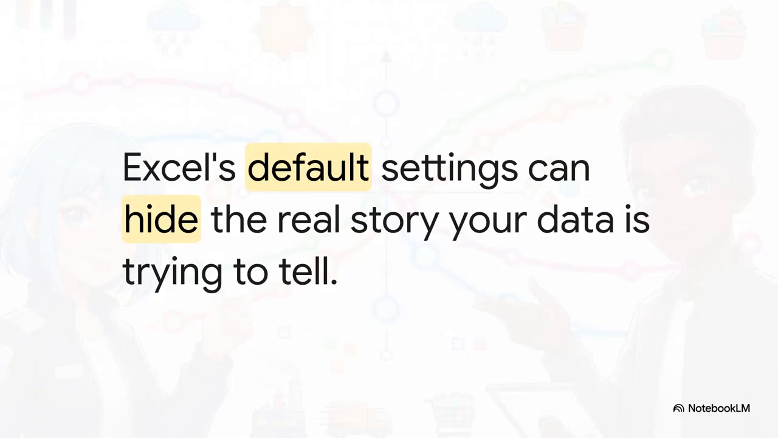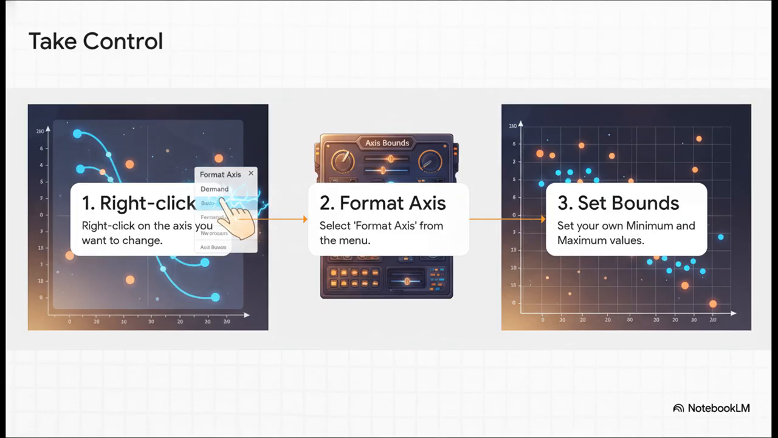Here's the problem we need to solve. Excel tries to be helpful, but it often starts its axes at 0, even if your data, say, starts at a price of $50. What happens? You get a ton of empty, wasted space, and all your important data points get squished into a tiny corner, hiding the very story you're trying to tell. But don't worry, the fix is so easy.